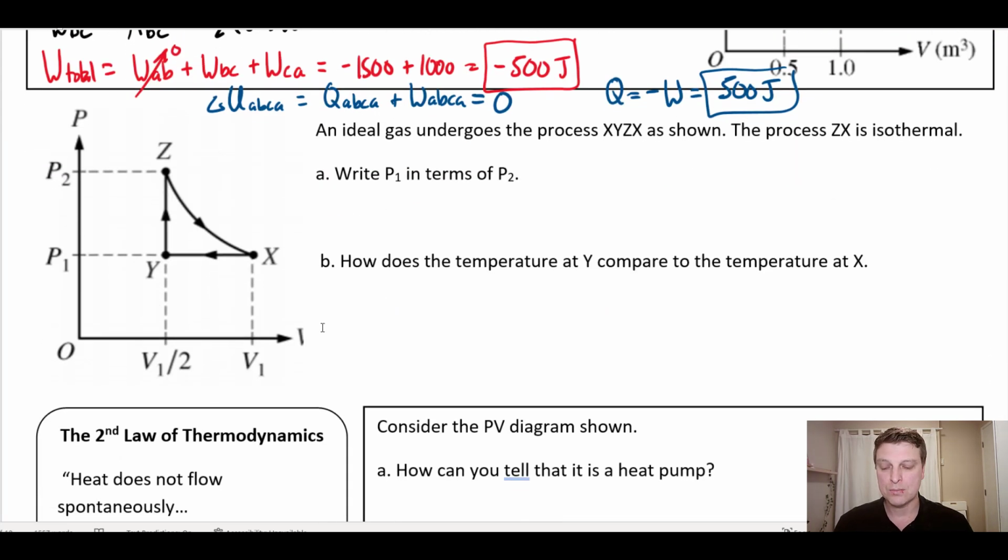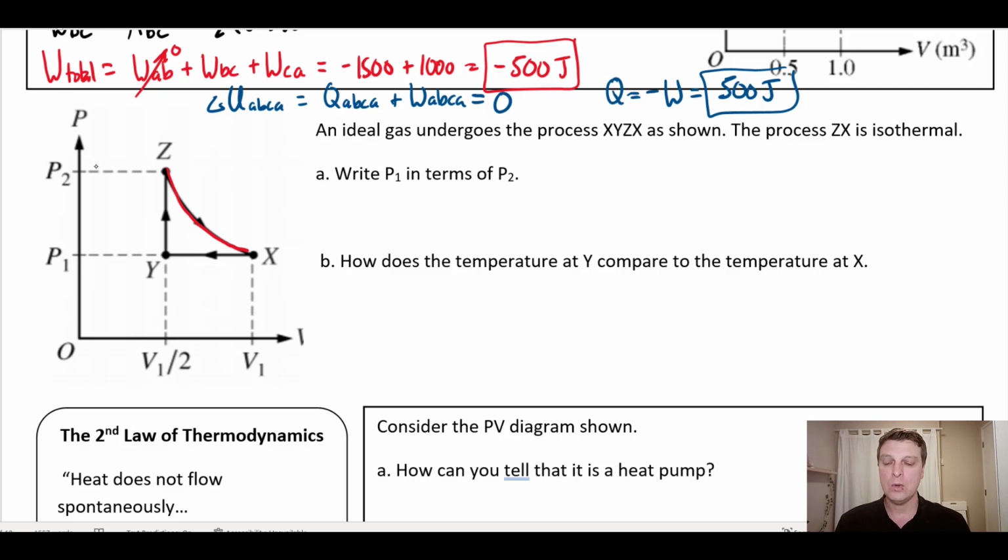An ideal gas undergoes a process X, Y, Z, and back to X. And it tells us that the process ZX is isothermal. So this process from here to here is isothermal. You might notice the other processes: XY is isobaric because it stays at a constant pressure, and YZ is isovolumetric because it stays at a constant volume.